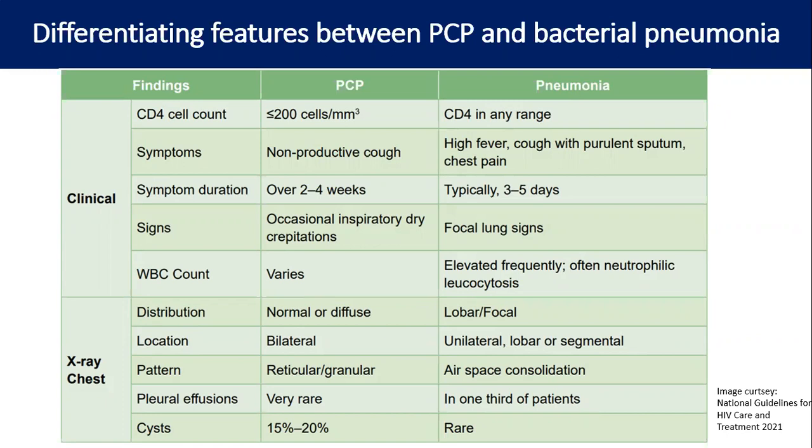So it is important to know that a normal chest X-ray is also possible in case of PCP, or there will be a diffuse ground glass appearance, centrifugal in nature, that starts in the center and gradually spreads to the periphery. But in case of pneumonia, we'll find lobar, focal, unilateral, or segmental involvement. And the pattern in X-ray is reticular or granular in case of PCP, but in pneumonia, it will be consolidation, so there will be air space.